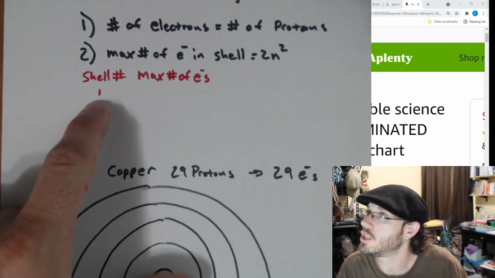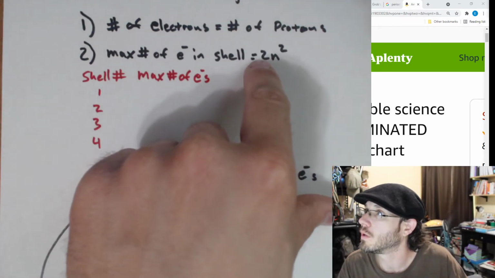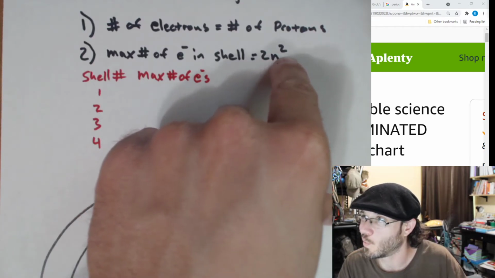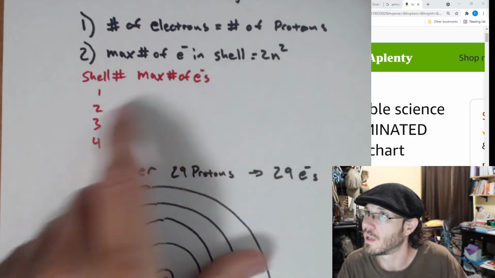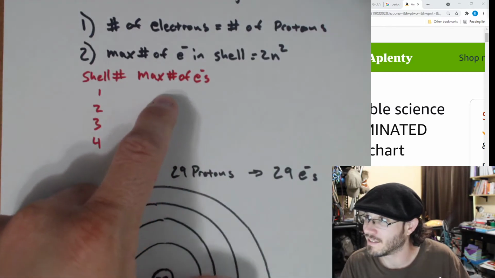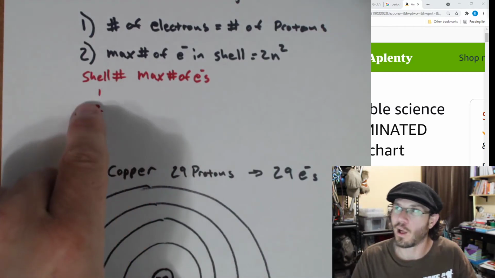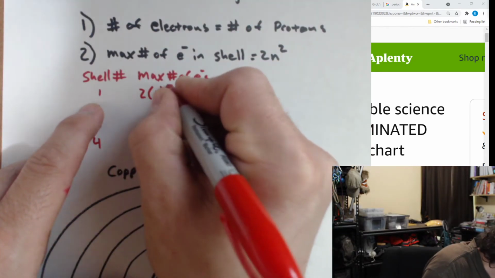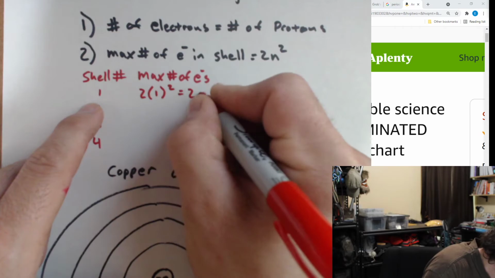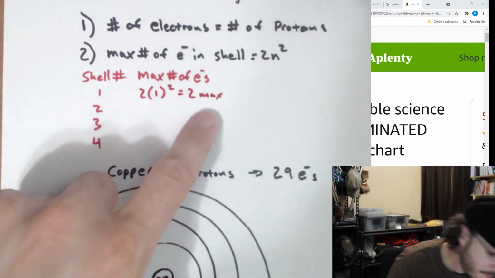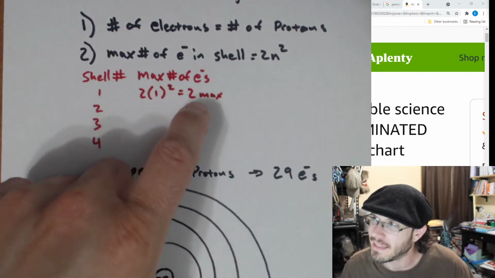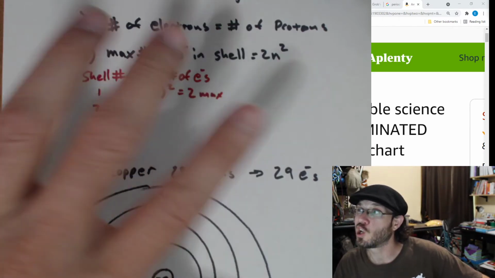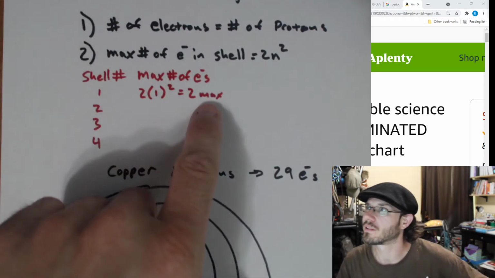For our first shell, it is going to be 2 times 1 to the 2. 1 squared is 1, times 2 is 2. So 2 is the max number of electrons that can be held in shell 1. Keep in mind, this is max. It doesn't mean that there's actually 2 electrons in here. It just means that this shell could hold, at most, 2.